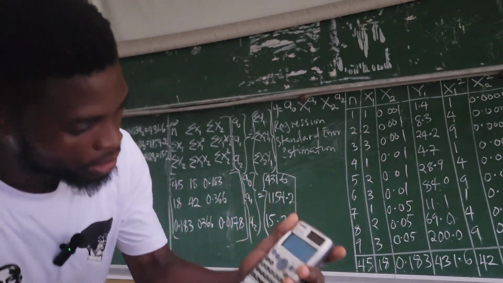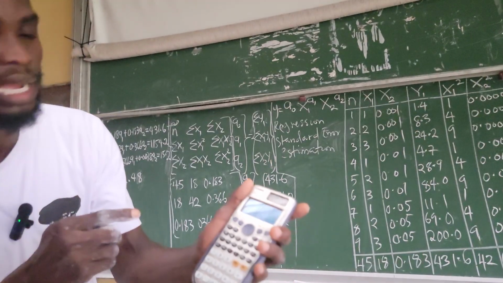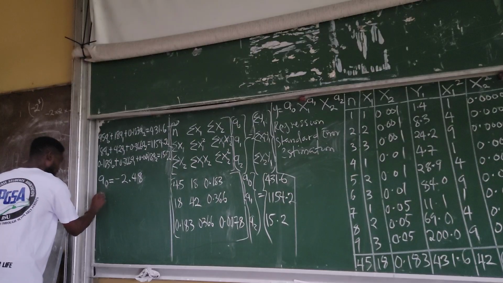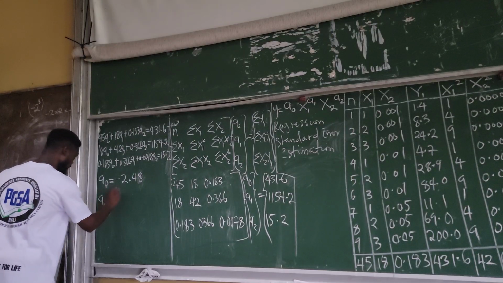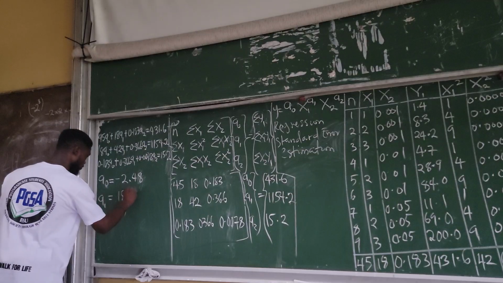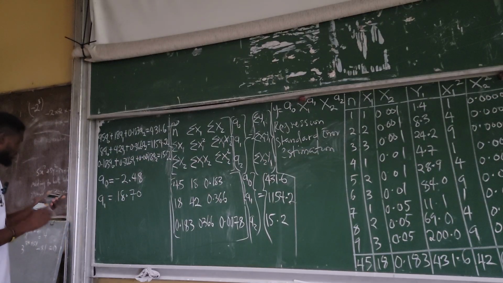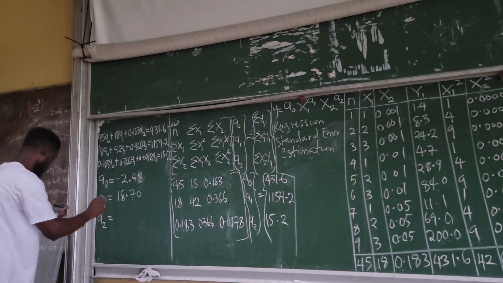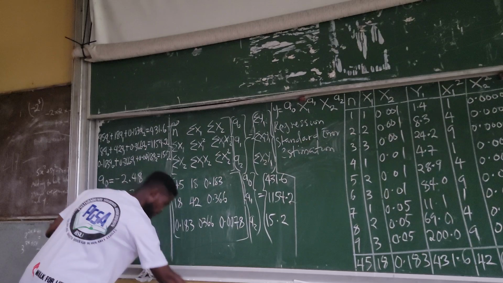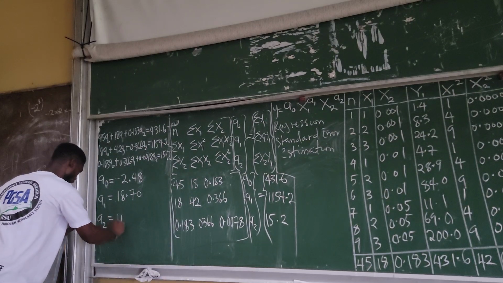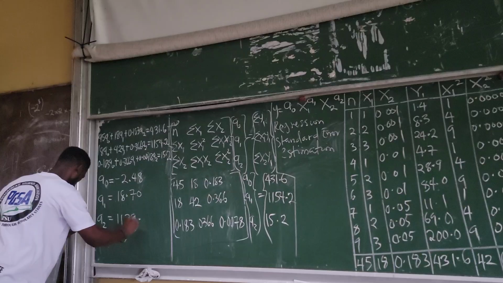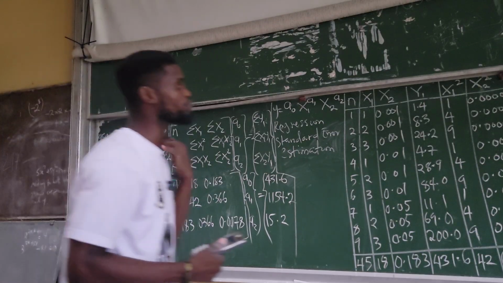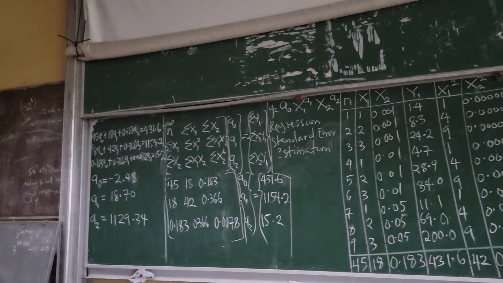So you also do the same thing. You punch equal to, your y now is, that is A0. Okay, this is A0 rather. So your A1 will now be equal to 18.70. 2 decimal numbers. Then equal to, your z is your A2, which will give you 1129.34. So that is your A.